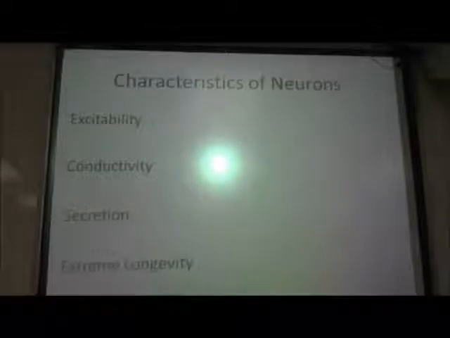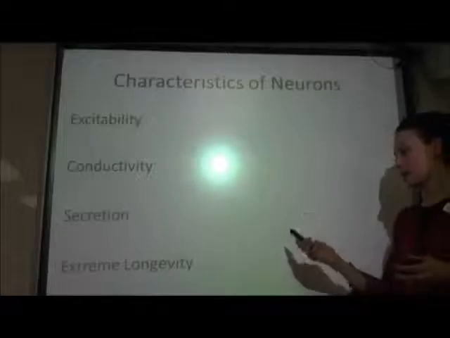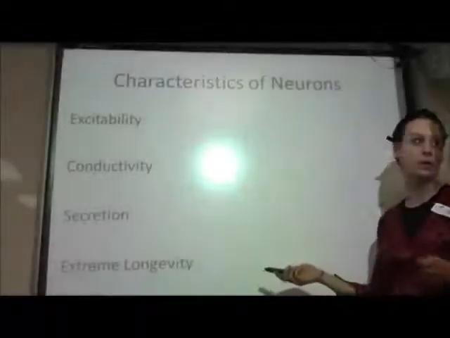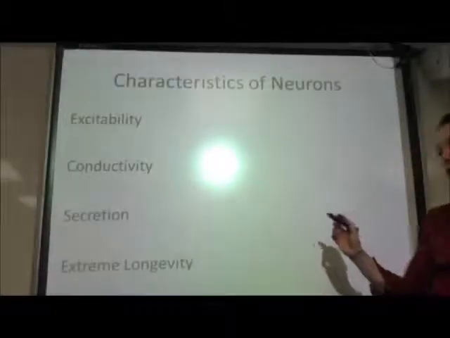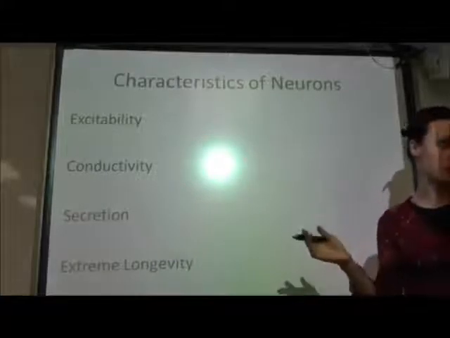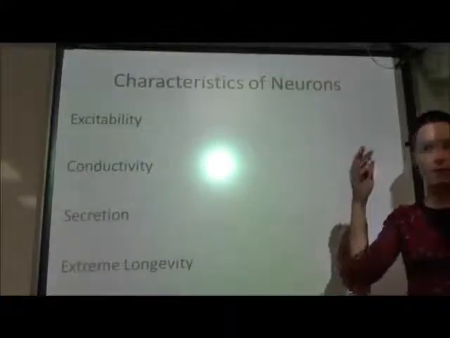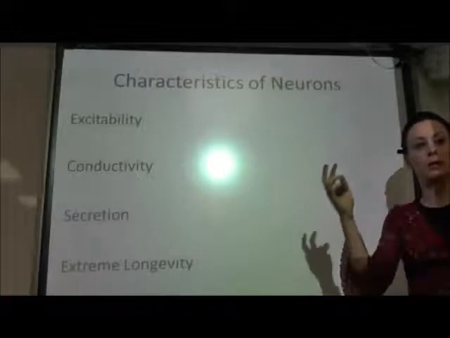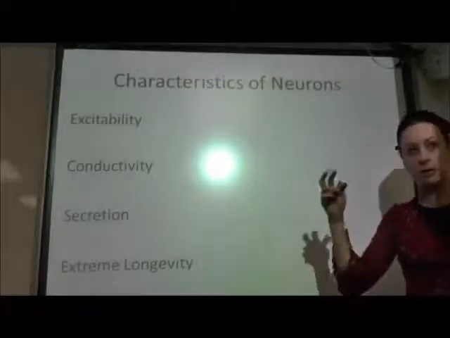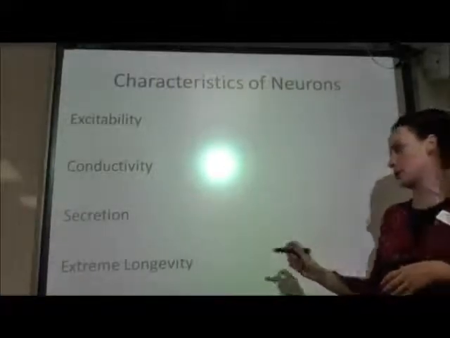Another characteristic of neurons is they have what is known as extreme longevity. That means that neurons you're born with, you die with. So you're actually born with more neurons than you could ever possibly use. And as you go throughout life, you go through what are called neuronal clippings, where you kill off the neurons you're not using and you solidify the connections you are using.